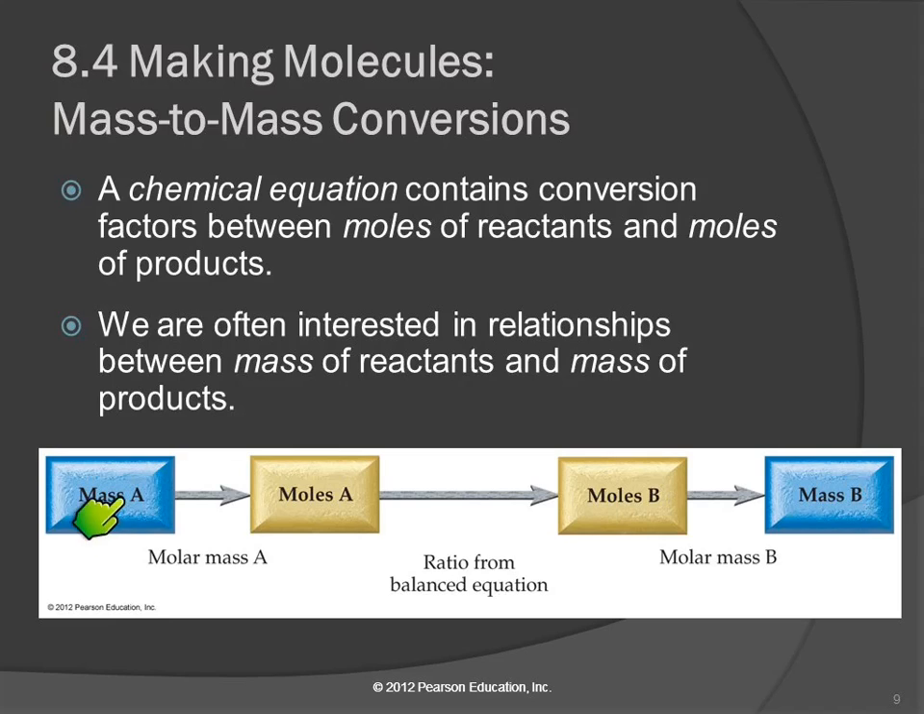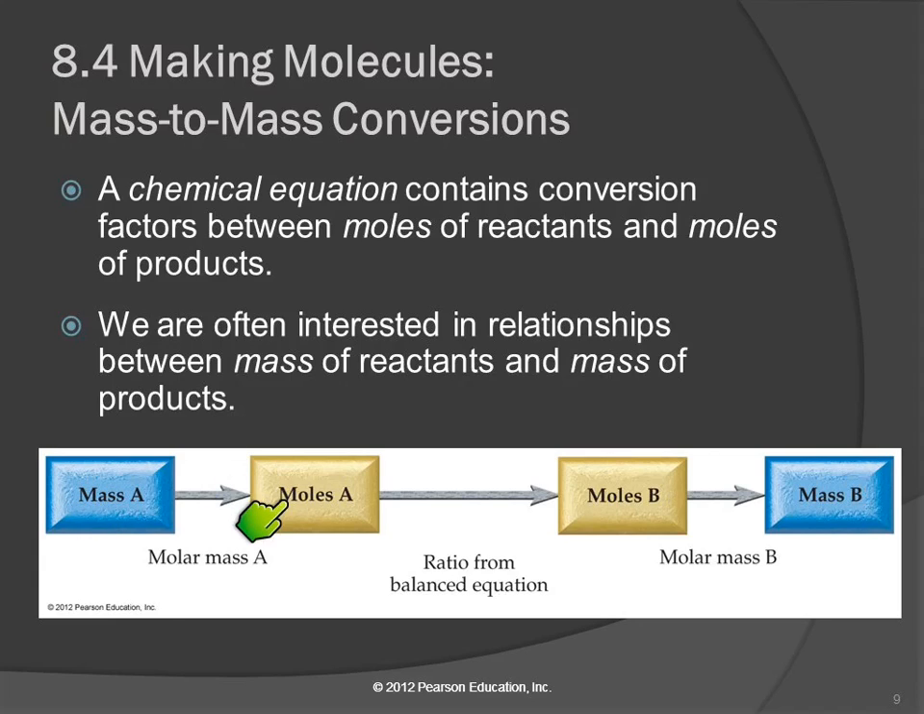Well, here's the big idea right here. This is what we just learned how to do, to convert moles of one thing to moles of another. If you have 5 moles of A, how many moles of B could you make? And the ratio from the balanced chemical equation is the conversion factor. That's what we were just doing. Well, how many grams is that many moles?